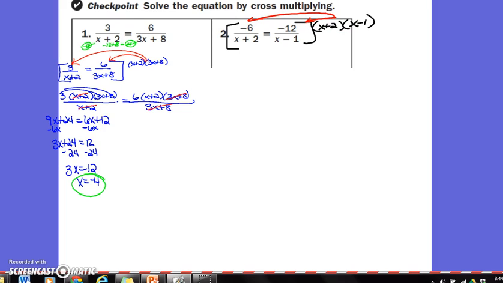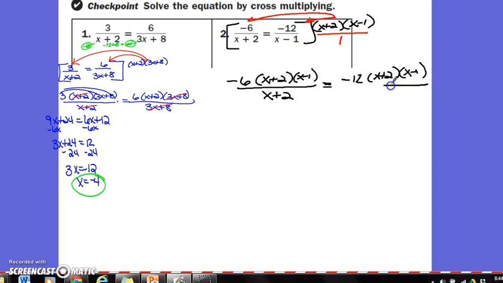And remember, and I didn't say this before, but if you want to multiply this like a fraction, just put it over 1. Numerators times numerators, denominators times denominators. Okay, this will give us a negative 6 times x plus 2 times x minus 1 all over x plus 2 equals a negative 12 times x plus 2 times x minus 1 all over x minus 1. Cancel what we can cancel, so the x plus 2's cancel in the first fraction, the x minus 1's cancel in the second fraction, and then you're going to distribute.